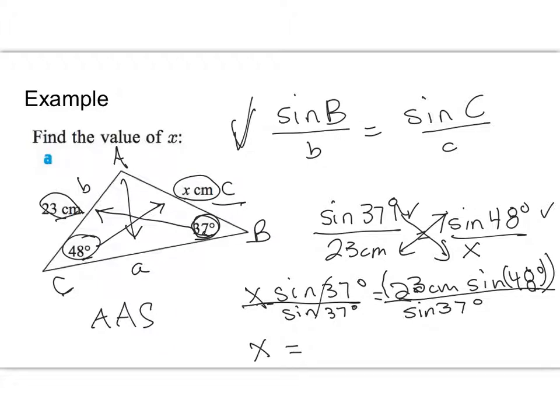When I do that, I end up with x is about 28.4 centimeters. And you know, I can go back and look at that. If x is 28.4, does that make sense? 37 degrees, the side across from 37 degrees is 23 centimeters. 48 degrees is larger than 37. That means this side should be larger than this one, and it is. So my answer actually makes sense.